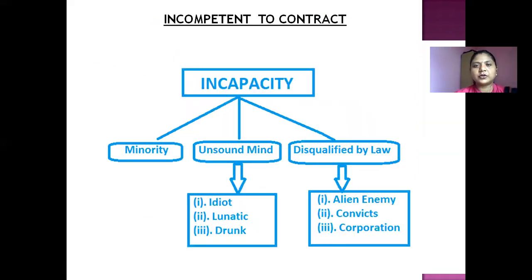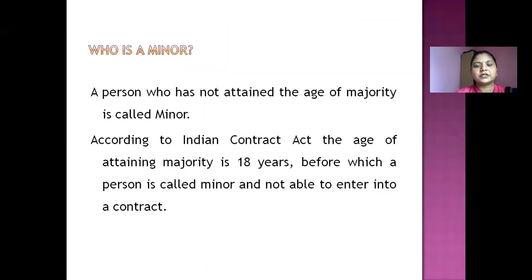There is a good discussion on this: minority, unsound mind, and disqualified by the law. Unsound mind means a person who is an idiot, lunatic or drunk, and disqualified by the law means alien enemies, convicts and corporations. So who is a minor? A person who has not attained the age of majority, that is 18 years, is called a minor. According to the Indian Contract Act, a person is called a minor if he has not completed his 18 years of age.